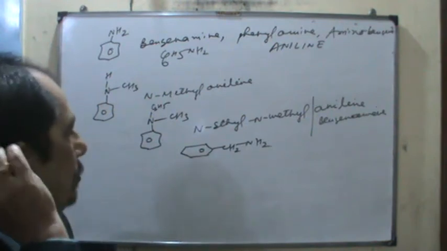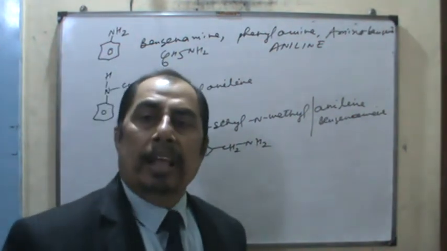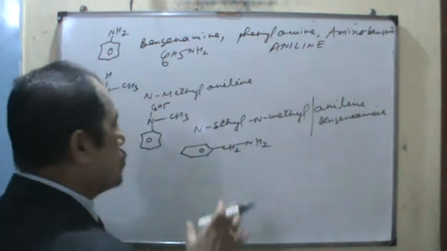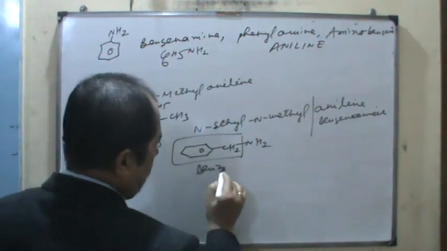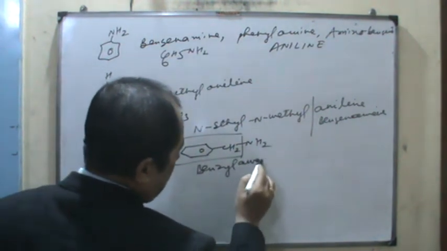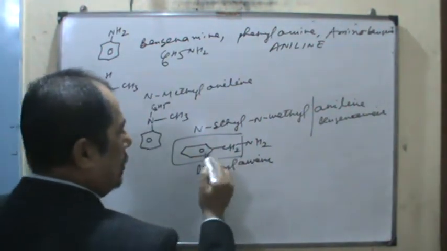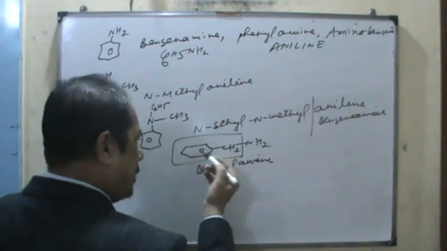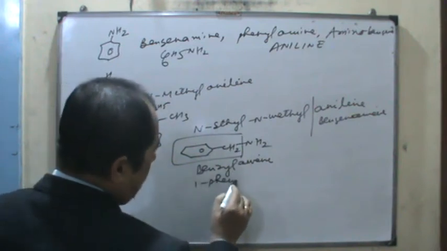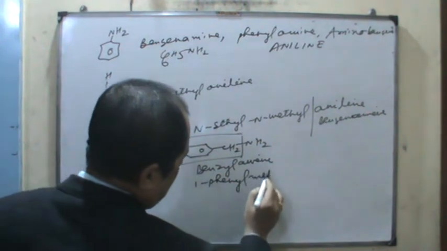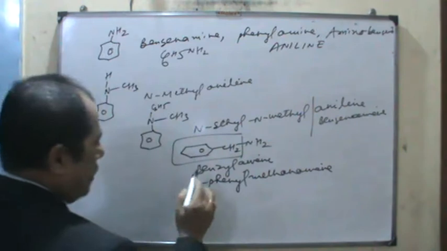If I write here C6H5CH2NH2, what is the nomenclature? CH2 is obtained from the replacement of hydrogen from toluene, the side chain of an aromatic compound. So it is called benzylamine, right? Or the IUPAC name can be 1-phenylmethanamine.